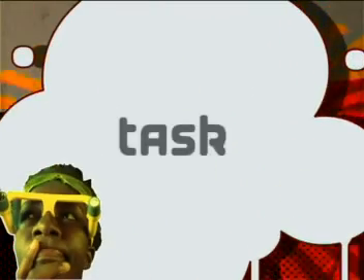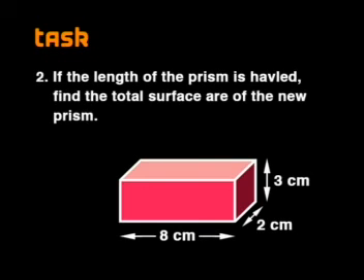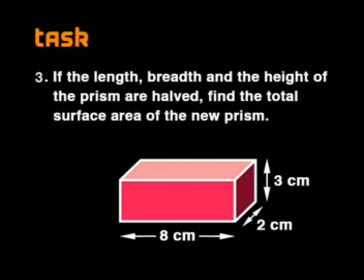Here is your task for this lesson. 1. Find the total surface area of this right rectangular prism. 2. If the length of the prism is halved, find the total surface area of the new prism. 3. If the length, the breadth and the height of the prism are halved, find the total surface area of the new prism. That brings us to the end of surface area.